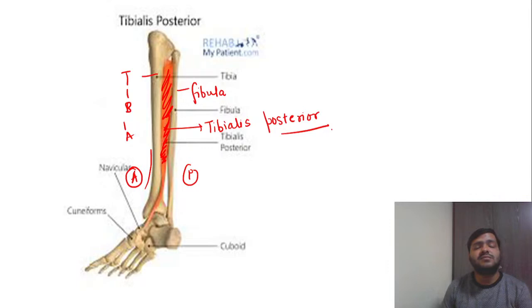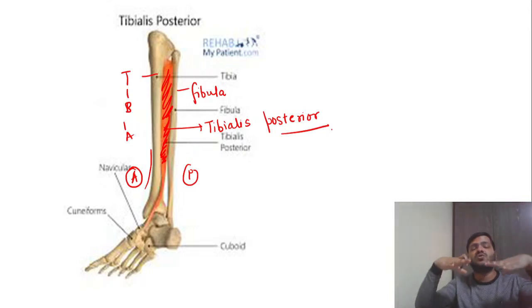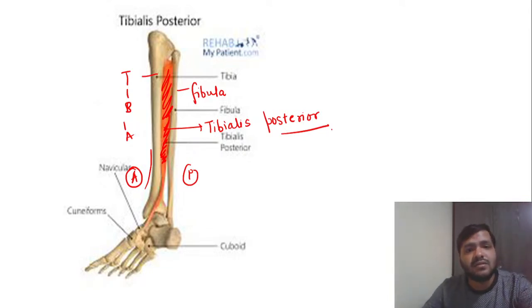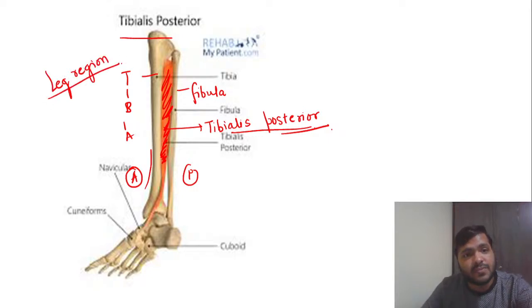So the fibers of this particular muscle are arranged like this. We have a centrally placed tendon and all the muscle fibers converge to that tendon. This is the muscle called tibialis posterior, a muscle of the leg region. In the leg we have two major bones, the tibia and the fibula, and from anterior to posterior, the muscle is present on the posterior surface of the tibia. That's why it is named tibialis posterior.